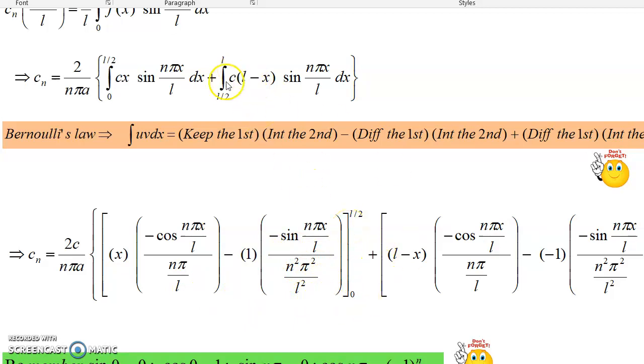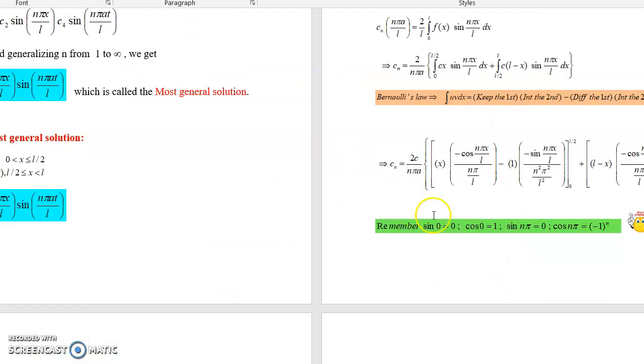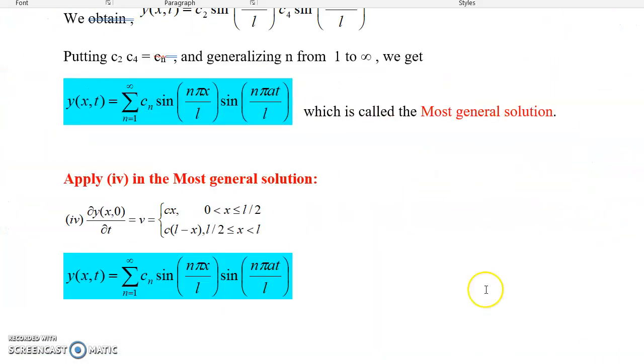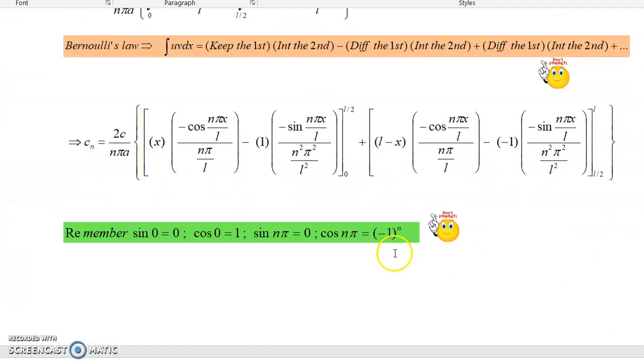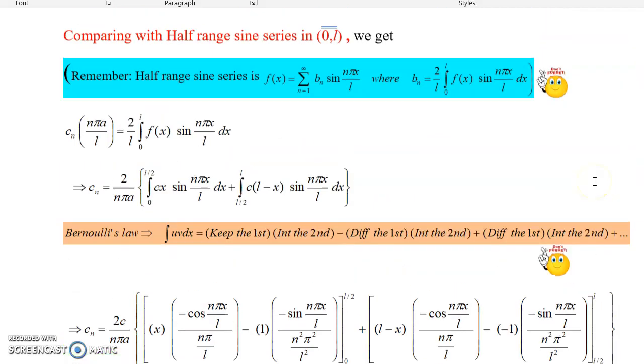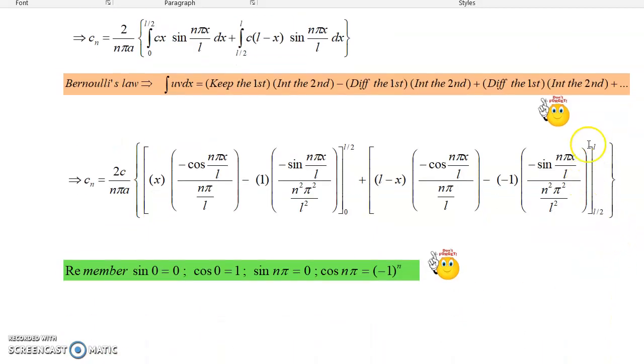Plus similarly integrate the second term. So keep the first, L minus x, into integrate the second. Sin when you integrate gives minus cos n pi x by L by n pi by L. Minus differentiate the first. So when you differentiate the first, you get minus 1 here, and integrate the second. Cos when you integrate, you get sine. And this we have to apply the limit from L by 2 to L.